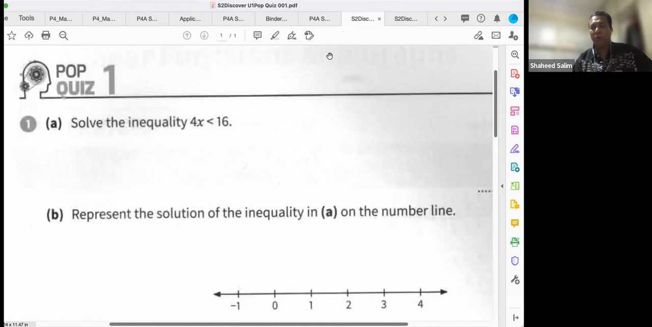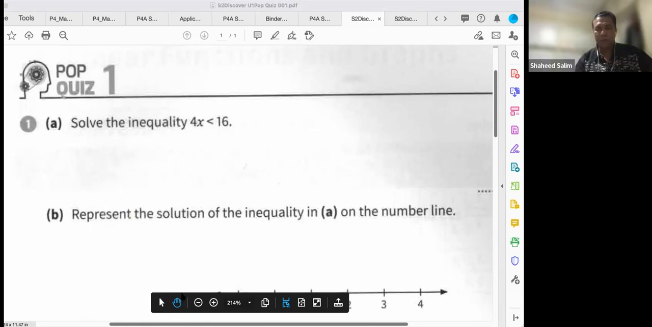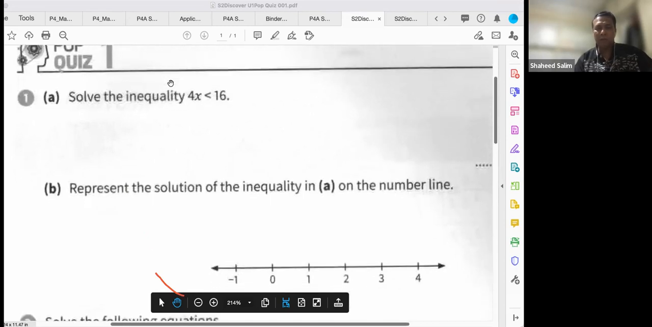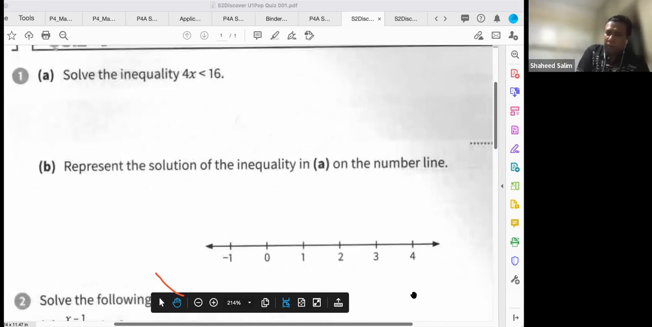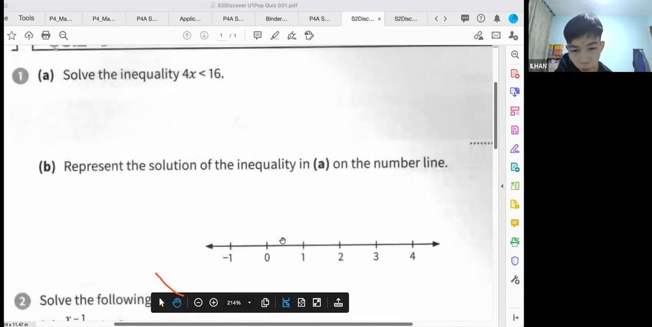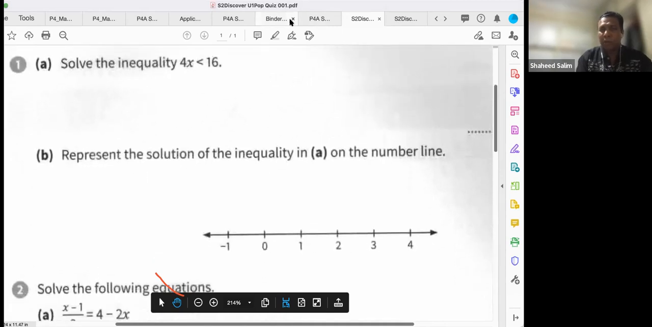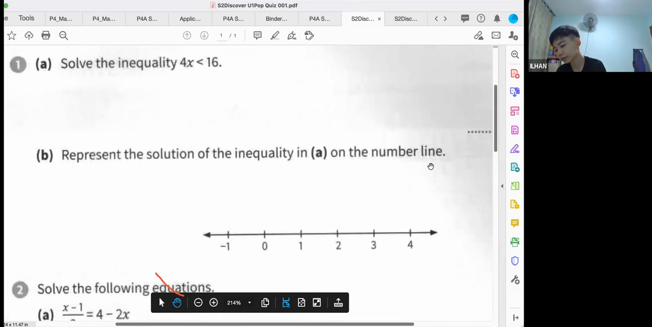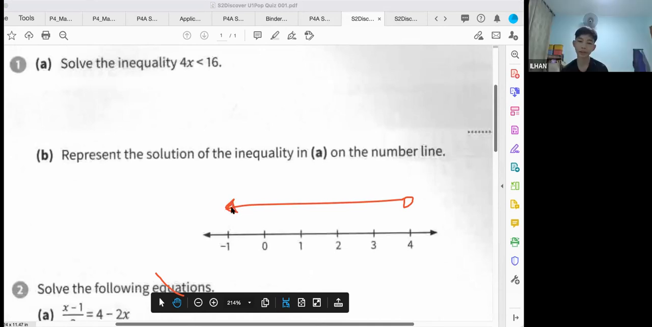You tell me to draw. Go where? Sorry, I can't see. Okay, hold on. Where do I go? 0 to 4, backwards. So I put 4 down here. I put a circle on top. Do I color the circle? No, don't color the circle. Arrow to the left. Like that. So that's how you represent it. Easy, no? Quite easy. What do you call this thing? Number line.